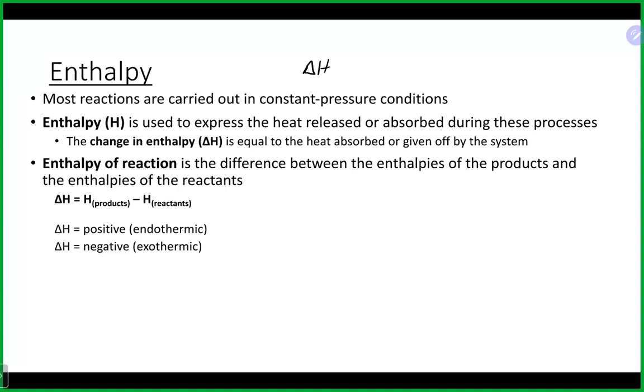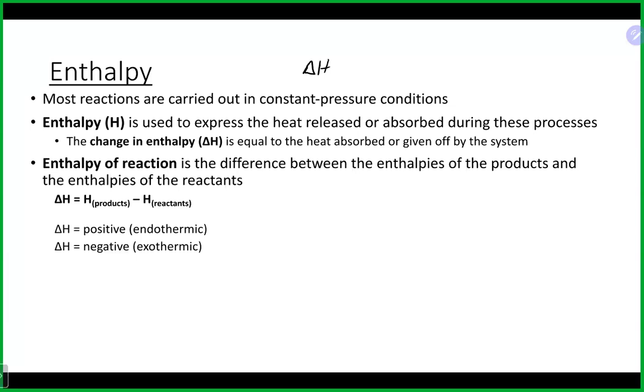Now, the way we calculate it, like I said before, is it's really like a state function. So we take all the delta H values for the products and we subtract from that all the delta H values from the reactants. And that's going to yield us either a positive or negative value.